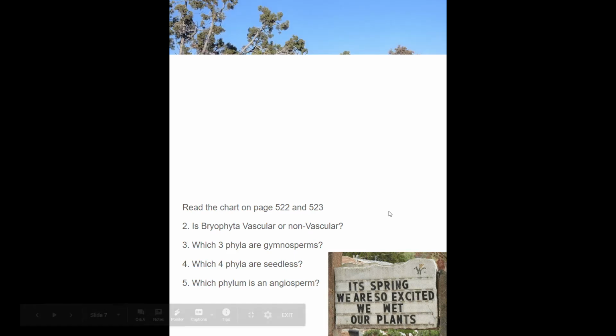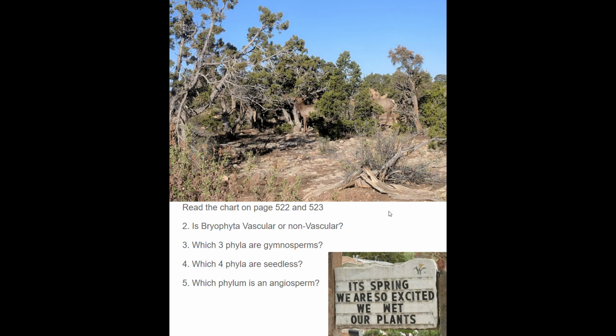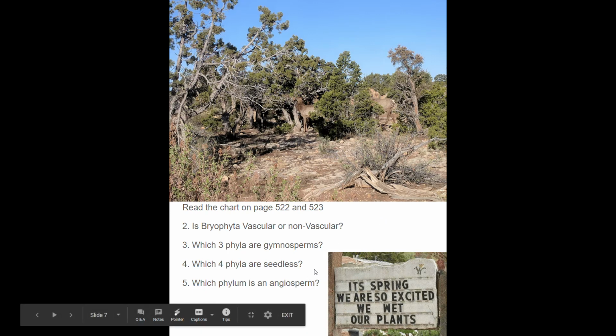All right, here are the questions, 2 through 5 at least. So we are looking at page 522 in your textbook, your normal textbook. It should say at the top, a vascular system enabled plants to thrive on land, and then it has a chart on the bottom half of 522 and in all of 523. So questions are, is Bryophyta vascular or non-vascular? Which 3 phyla are gymnosperms? Which 4 phyla are seedless? And which phylum is an angiosperm? Go ahead and find those out, write them down, and then pause for a minute, get that done, and we'll move forward.